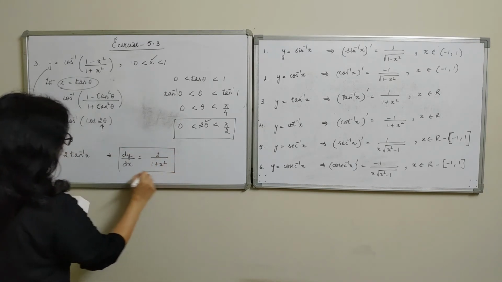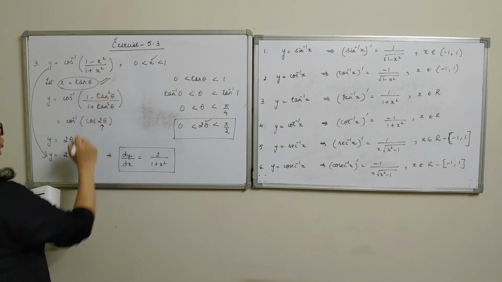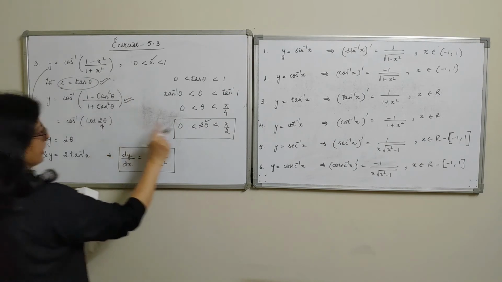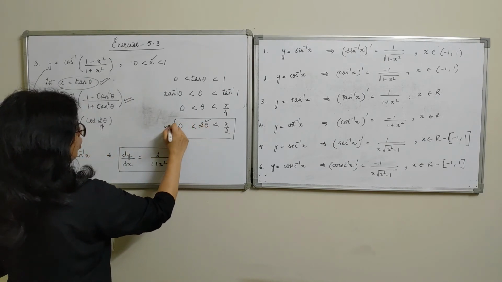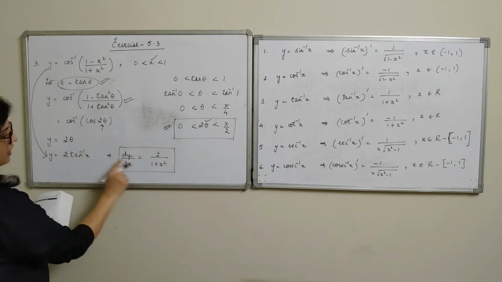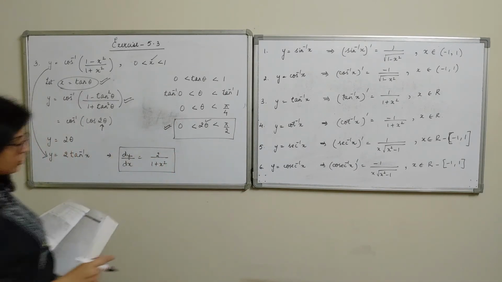So in all these questions, it is important to use some substitution here. Identities have to be remembered. Next, we have to always cross-check that the angle belongs to the principal branch or a subset of it, and hence using standard results, the derivative can be easily found.